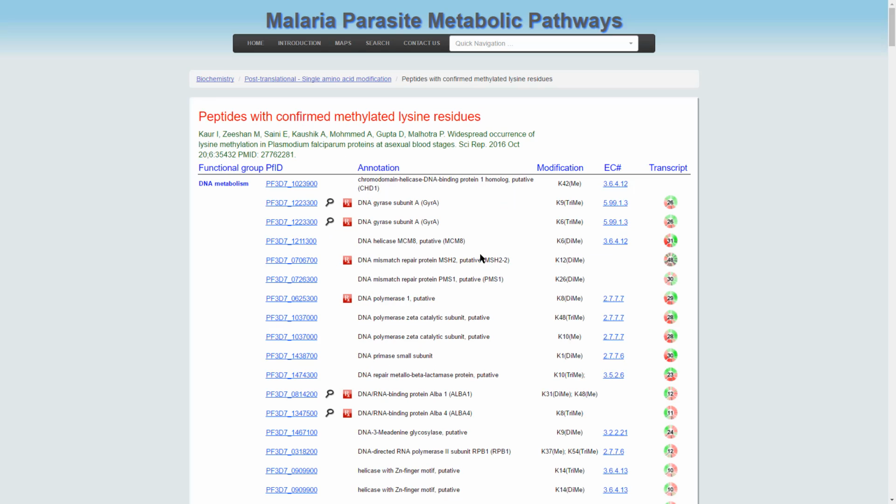And here we have the table of confirmed methylated lysine residues in Plasmodium. You can see that we have here indication about monomethylation, dimethylation, and trimethylation, and the position of the lysine on the peptide where methylation did occur.